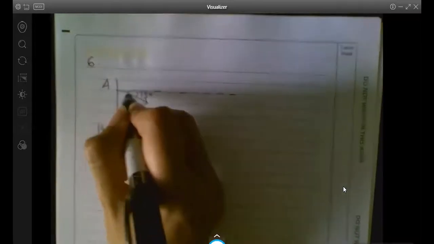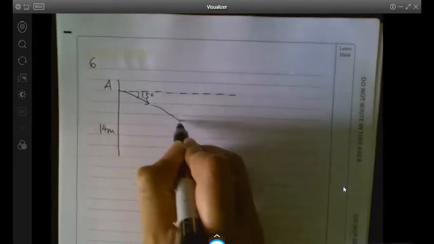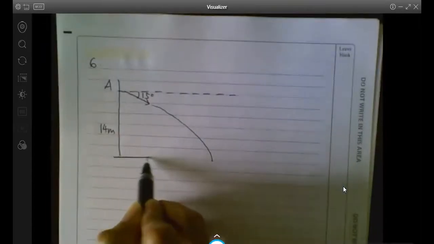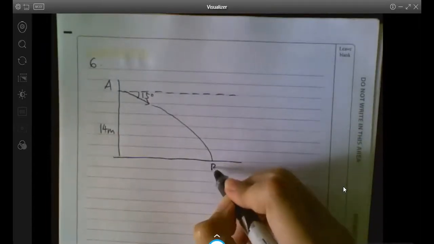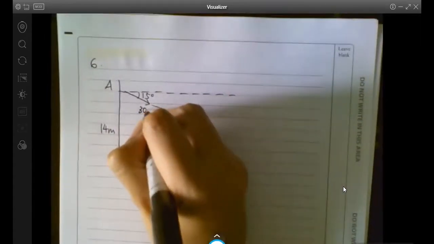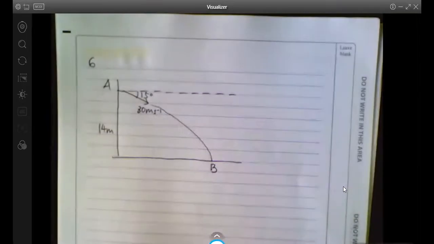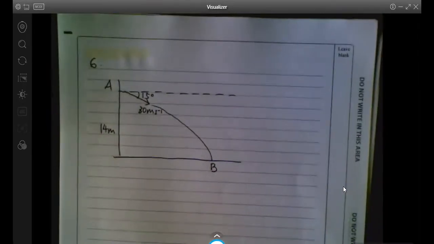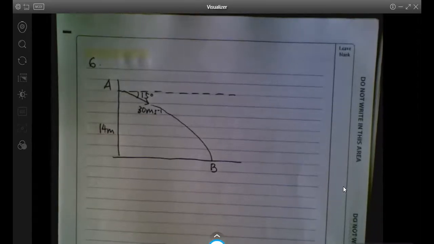If you throw at an angle, it will follow a projectile, a curve, and hit the ground at point B. Basically, this is the picture, and this is 30 meters per second. All right. Now we're supposed to find the time the stone will take.